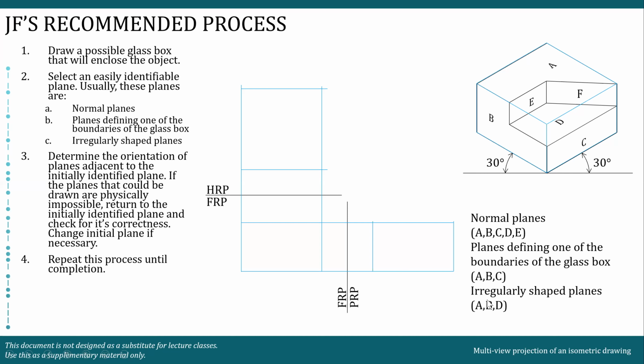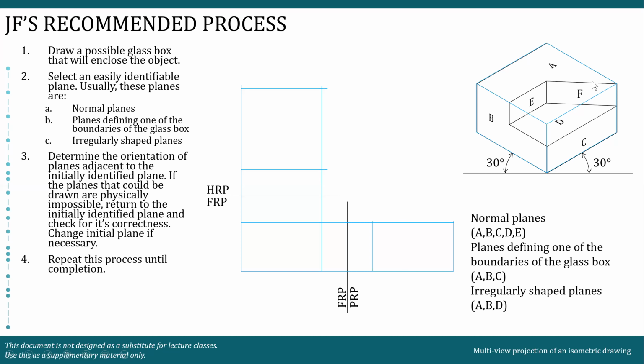Lastly, you can also choose among the irregularly shaped planes. Anong ibig kong sabihin sa irregularly shaped planes? Sila yung mga more than 4, usually, ang number of points. So, pentagon and above. For example, A. Ano ba to? 1, 2, 3, 4, 5. So, this is a pentagon. Okay? This is easily identifiable.